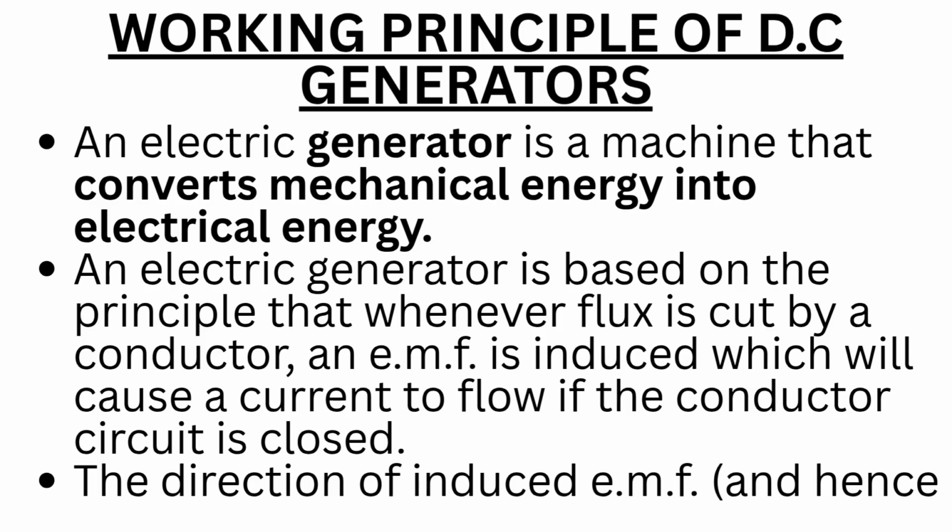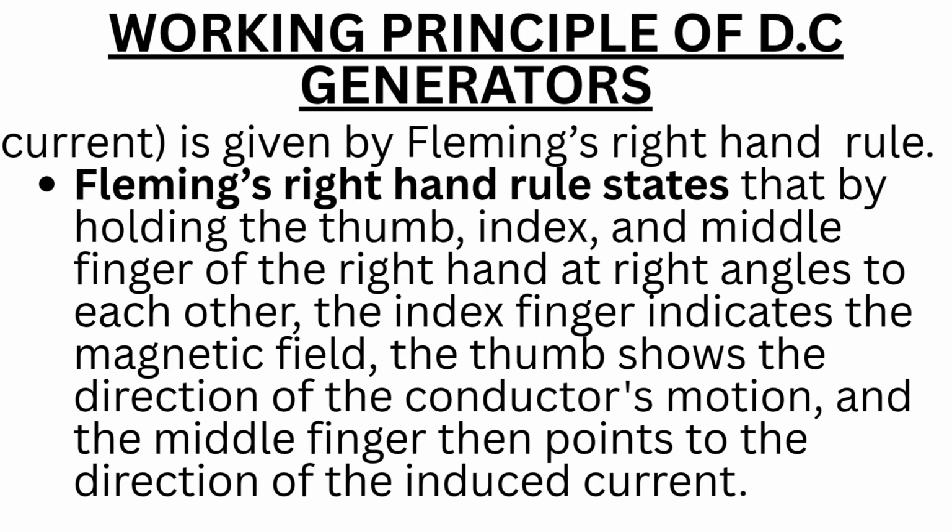In the video on basics of electrical machines we defined an electric generator as a machine that converts mechanical energy into electrical energy. An electric generator is based on the principle that whenever flux is cut by a conductor, an EMF is induced which will cause a current to flow if the conductor circuit is closed. The direction of induced EMF, and hence current, is given by Fleming's right-hand rule.